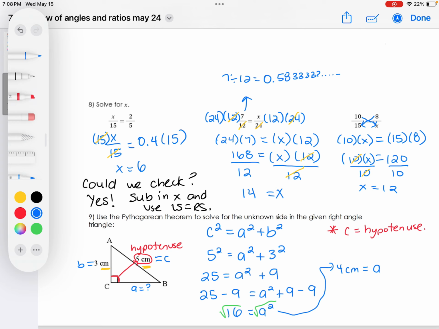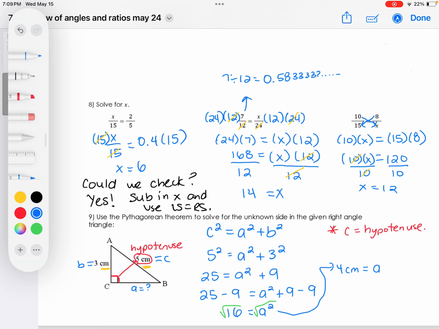When you do this kind of question, this is a nice perfect square root of 16. If it wasn't, then you would have to round your answer. That's totally okay. Sometimes we'll stick to 1 or 2 decimal places, it would say in the question. And then the same thing with angles. When we get into using the trig ratios, it might tell you to round to 1 decimal place for the angles or to the whole number.